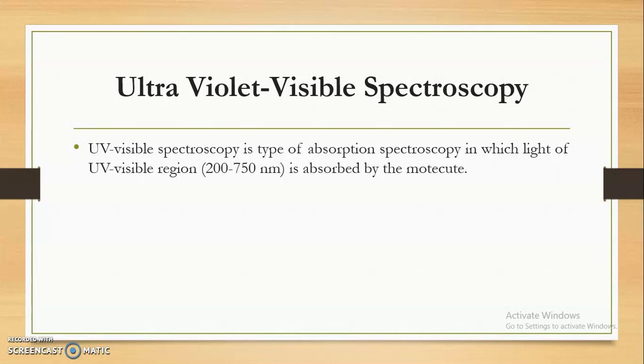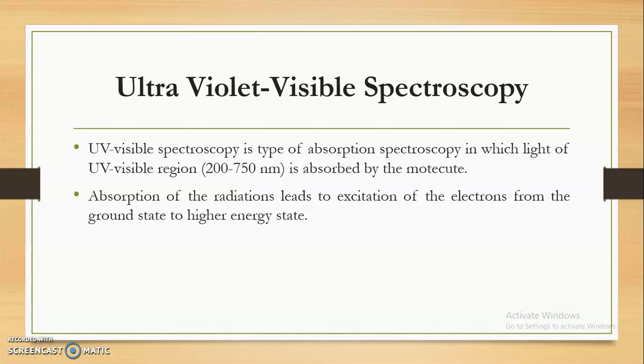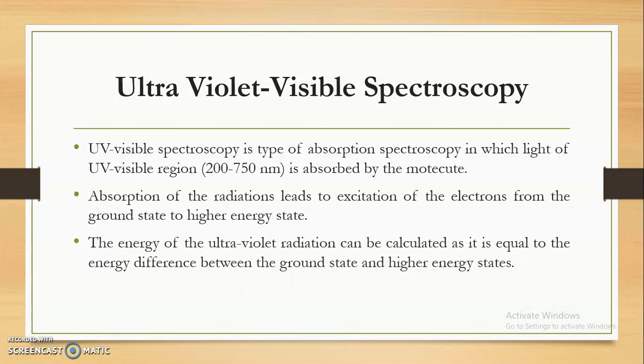Now, ultraviolet visible spectroscopy is a type of absorption spectroscopy in which light of the UV visible region, that is ultraviolet as well as visible radiation, is absorbed by the molecule. The range of these radiations is 200 to 750 or 800 nanometer. Absorption of radiation leads to excitation of electrons from the ground state to a higher state, and the energy of ultraviolet radiation is equal to the energy difference between the ground state and the higher energy state.